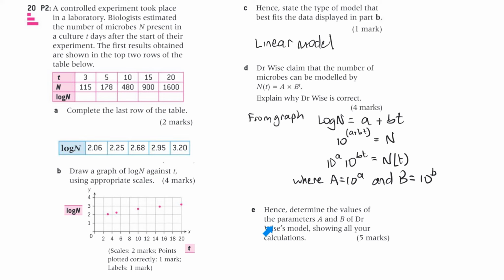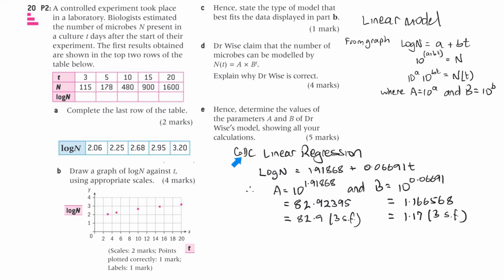E, hence determine the values of the parameters a and b of Dr. Wise's model showing all your calculations. Okay, we use the graphic display calculator and we use linear regression. Now remember, this is t and that is log n. So our first column is the independent variable t. So we put that in the calculator, and log n is column 2.